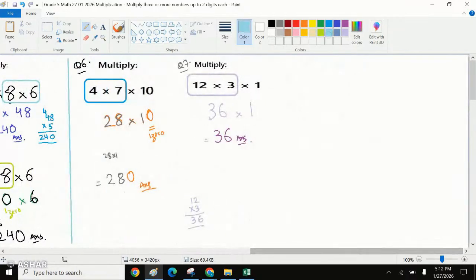I'm just putting margins in the middle so that we can differentiate between the questions, okay? Just for the differentiating. Moving ahead to the next question.